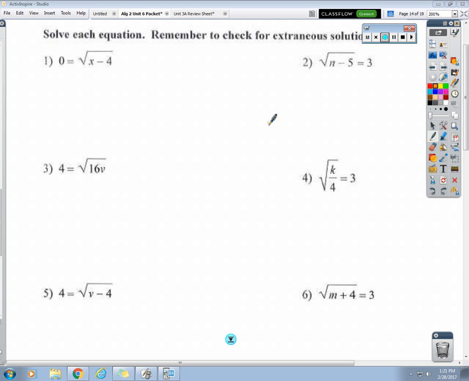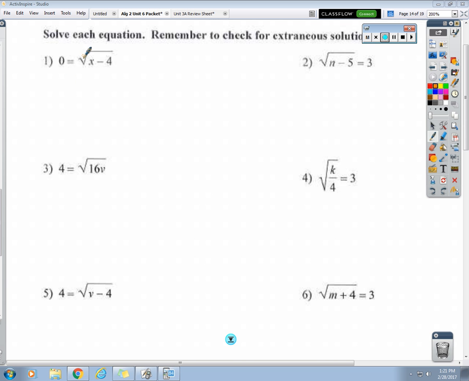Trying to get x by itself? X. The reason it's not by itself is because what's with it? A minus 4. Can I go ahead and add that 4 over? Why not, Maddie? Why can I not add the 4 over yet? Because it's under the square root.